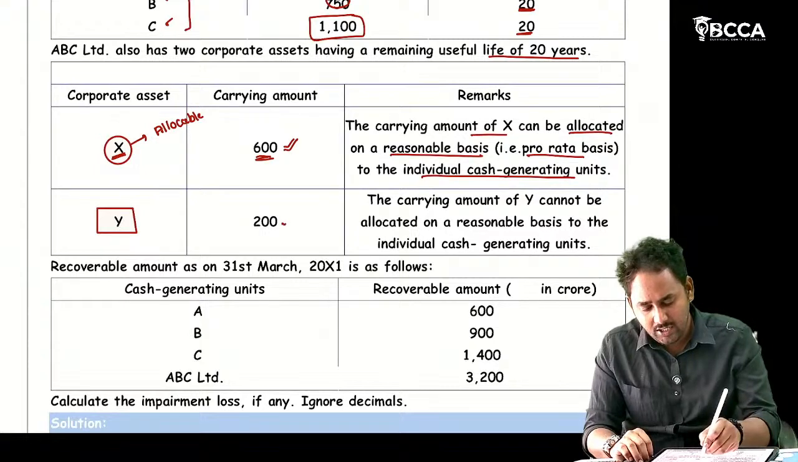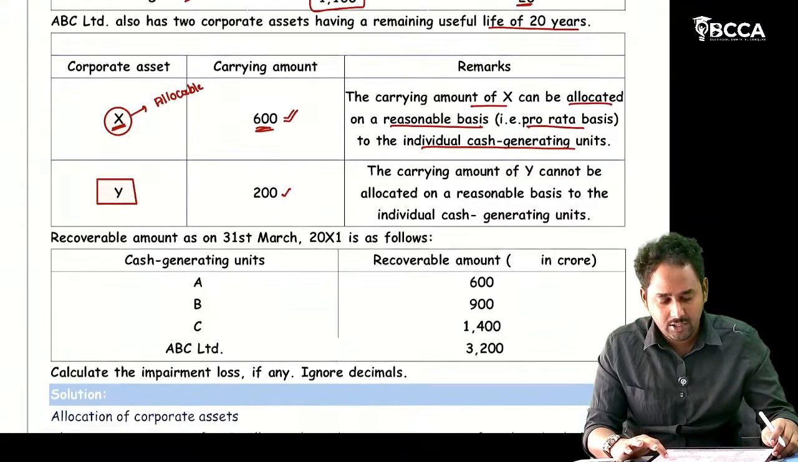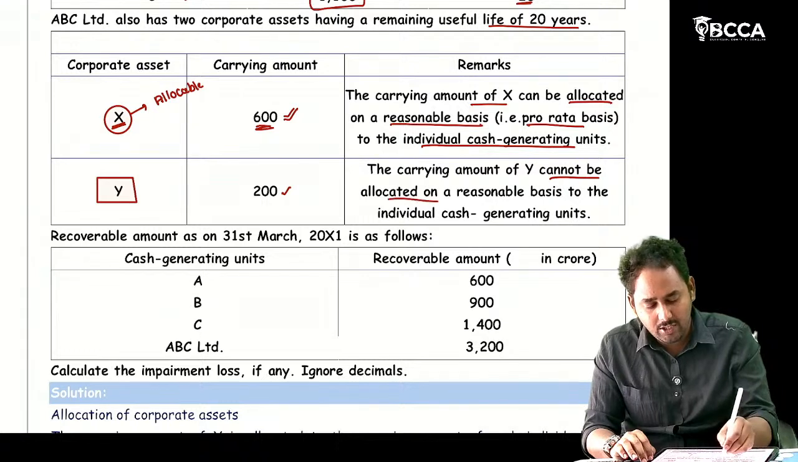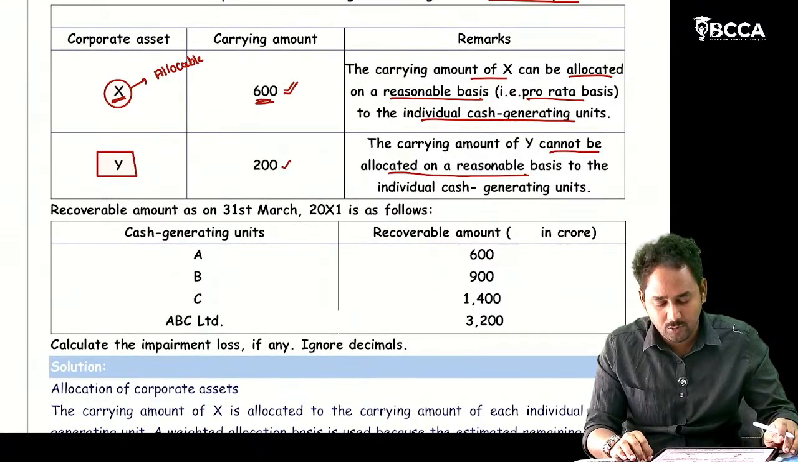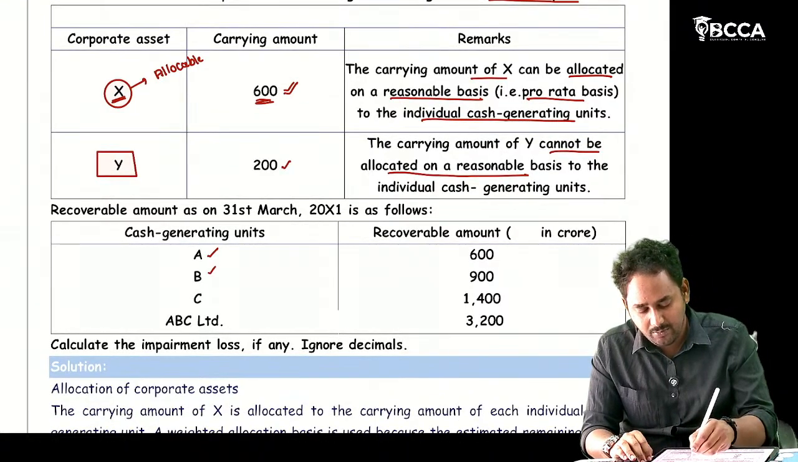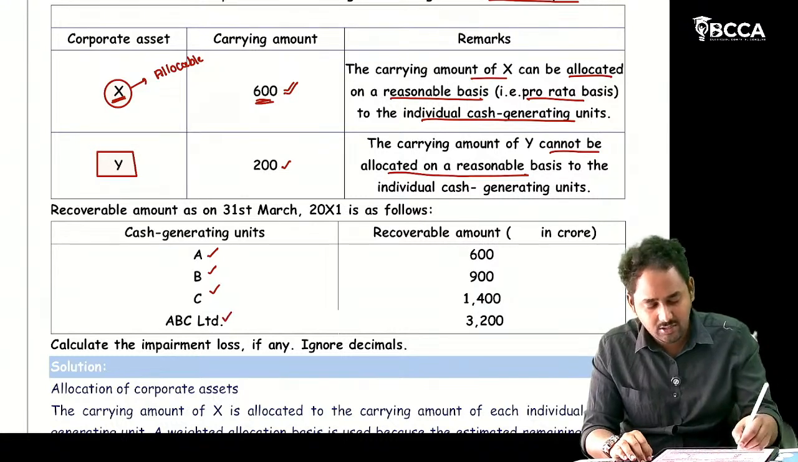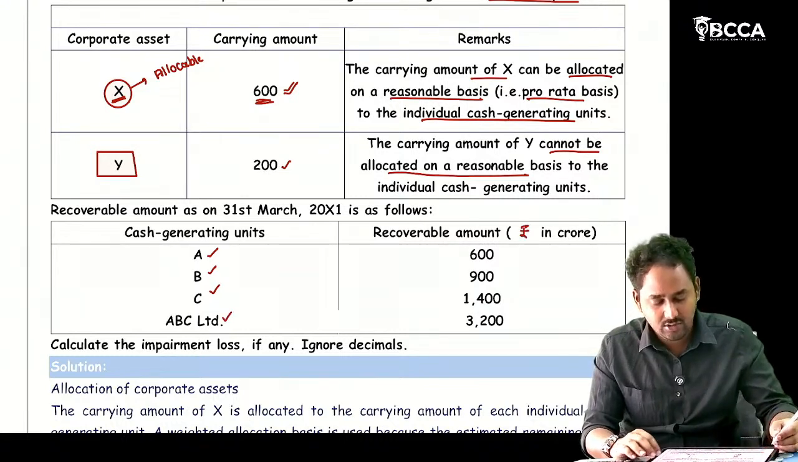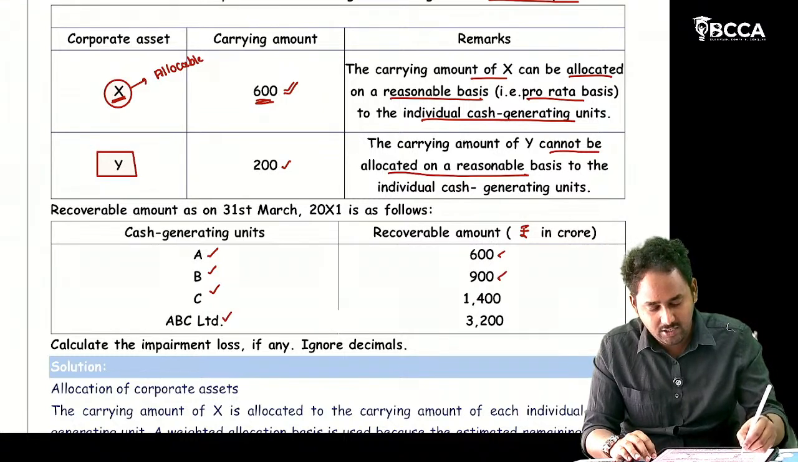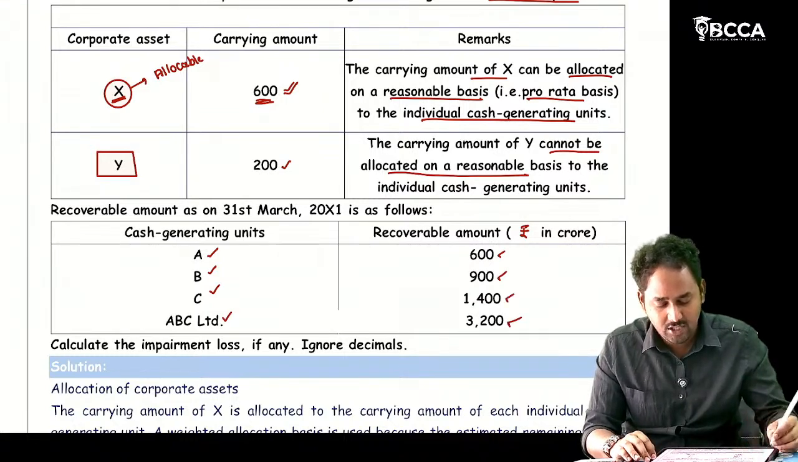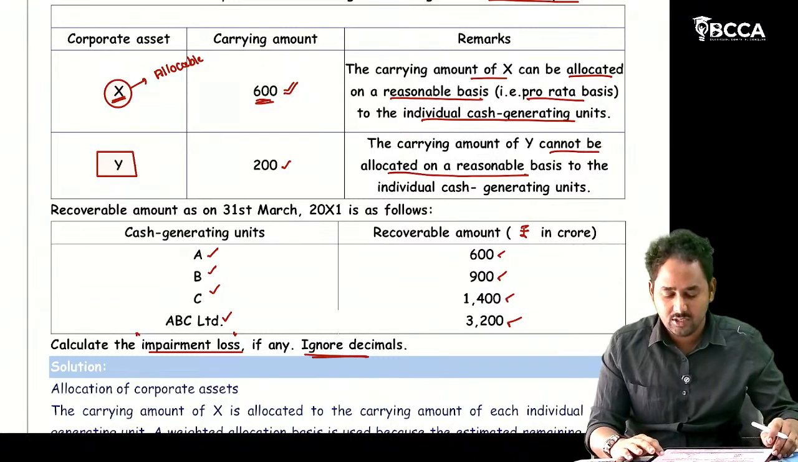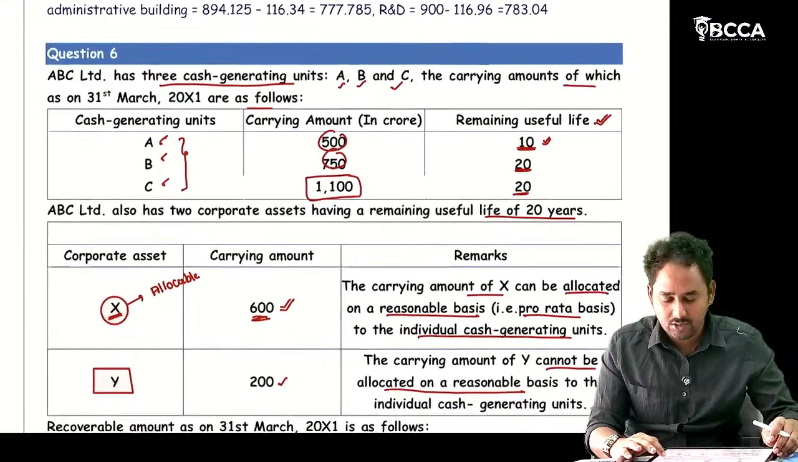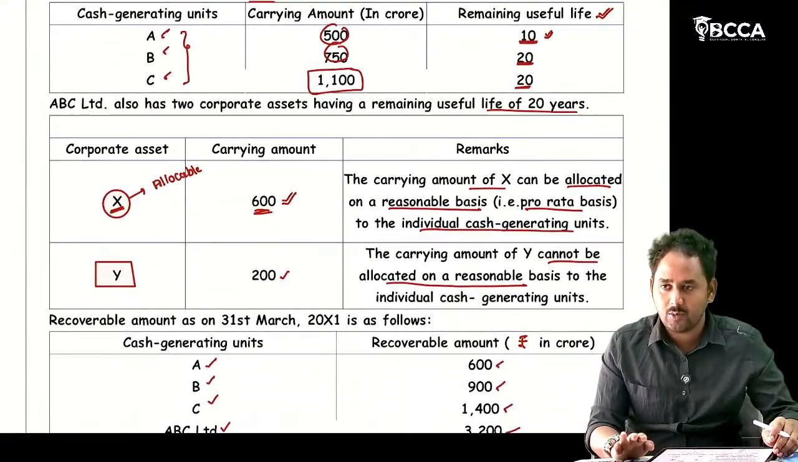Then the carrying amount of non-allocable asset Y cannot be allocated on a reasonable basis to the individual cash generating units. Then the recoverable amounts of cash generating units A, B and C and ABC Limited, in rupees crores, are 600, 900, 1400, and ABC Limited 3200. Then calculate the impairment loss, if any, and ignore the decimals. So I need to calculate the impairment loss for the cash generating units as well as the corporate assets.